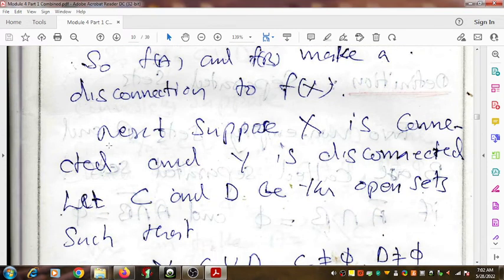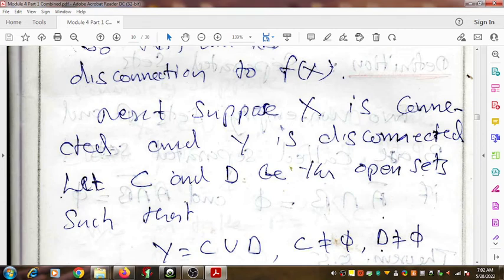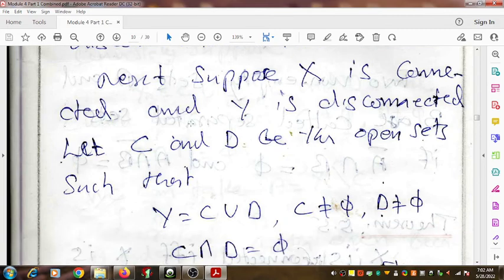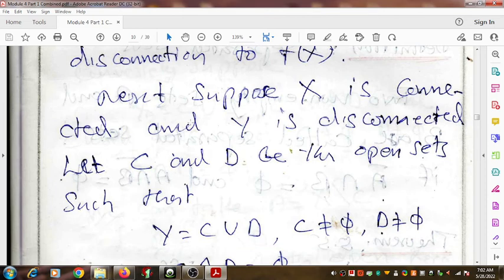We next suppose that X is connected. Next we want to show that when X is connected, then Y is also connected. We suppose that X is connected, and assume that Y is disconnected. Now we will verify whether this situation is possible. We can show that this situation is impossible.